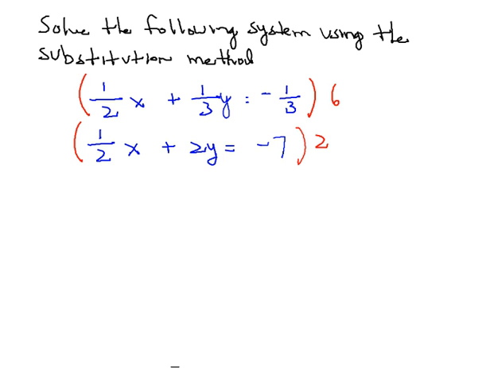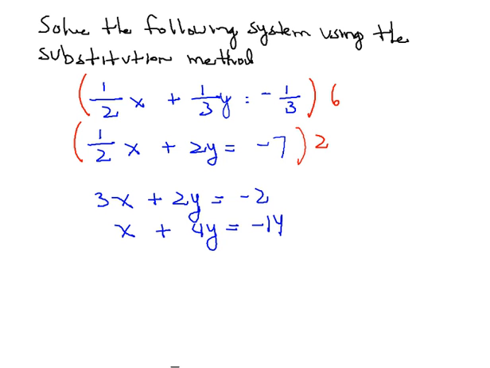And so when we do that, we'll end up with the first equation turning into 3x plus 2y is equal to negative 2. And the second equation will simplify to x plus 4y is equal to negative 14. So now we can rest a bit easier because we've eliminated the fractions.